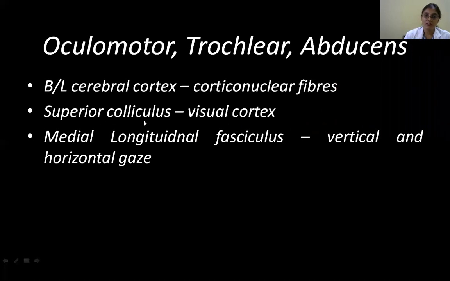Then coming to the superior colliculus. So I told you this is also a very good friend of these cranial nerve nuclei, so they get information from that. Then coming to medial longitudinal fasciculus, so it unites them all. So these are important for the gaze. So the oculomotor nerve or the trochlear or abducens, we can just write the same. Come to the nuclear connections, that is, they have connections from cerebral cortex, from the superior colliculus, as well as the medial longitudinal fasciculus.